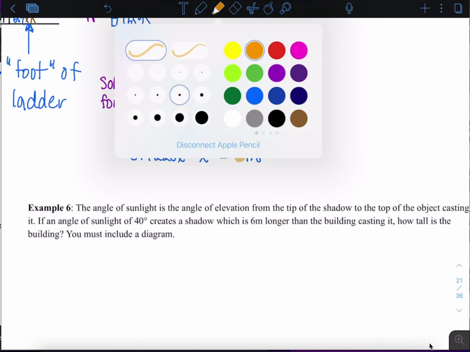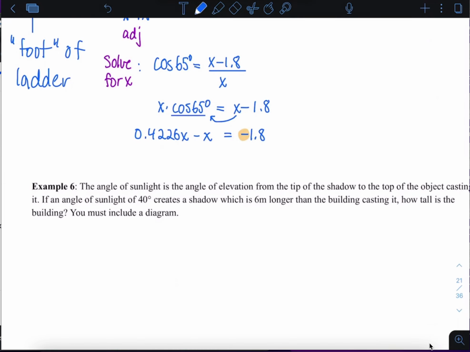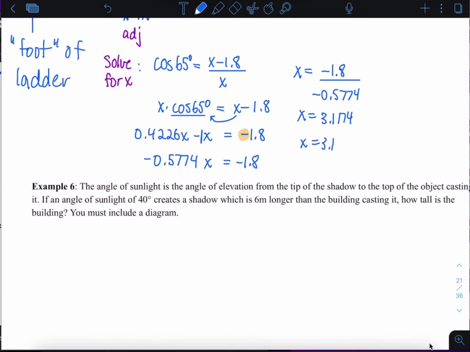Okay? So now I'm going to recognize that this is the same as 0.4226x subtract 1x. So in my calculator, I'm going to do 0.4226 subtract 1, and I'm going to get negative 0.5774x equals negative 1.8. And then I isolate for x by dividing both sides by negative 0.5774, and I get that x is 3.1174. Rounded to one decimal place, I know that x is 3.1.